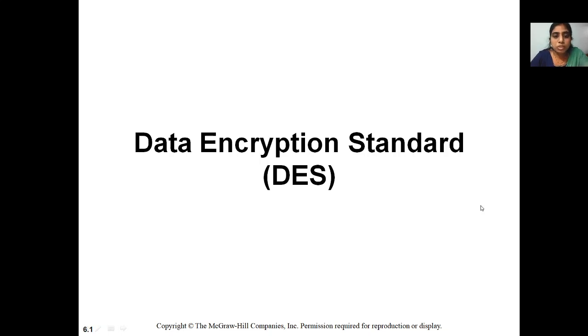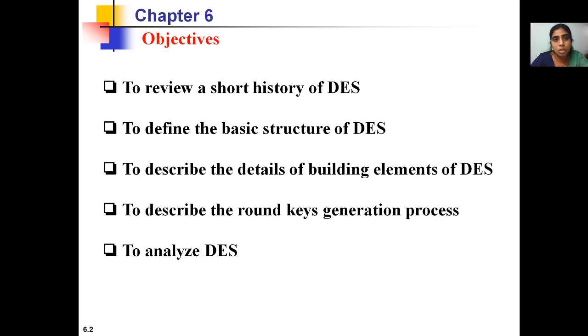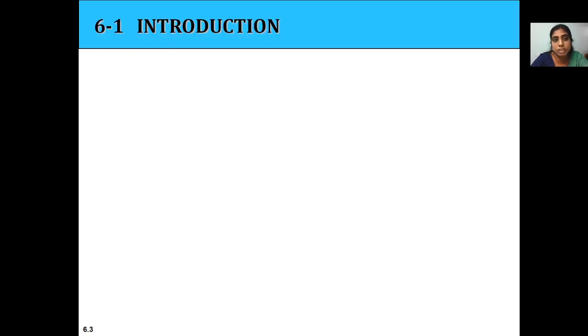Good morning students. Today we are going to discuss the Data Encryption Standard, that is the DES algorithm. So these are the objectives of the DES: to review the short history of DES, to define the basic structure of DES, to describe the details of the building elements of DES, and to describe the round keys or the generation process to analyze DES.